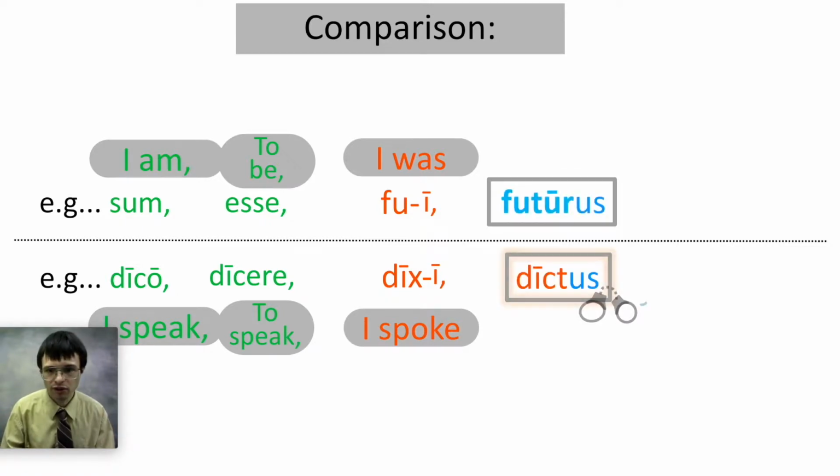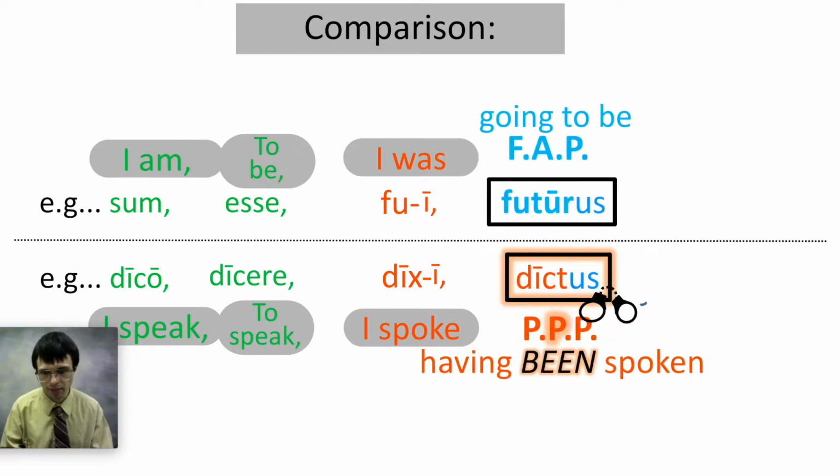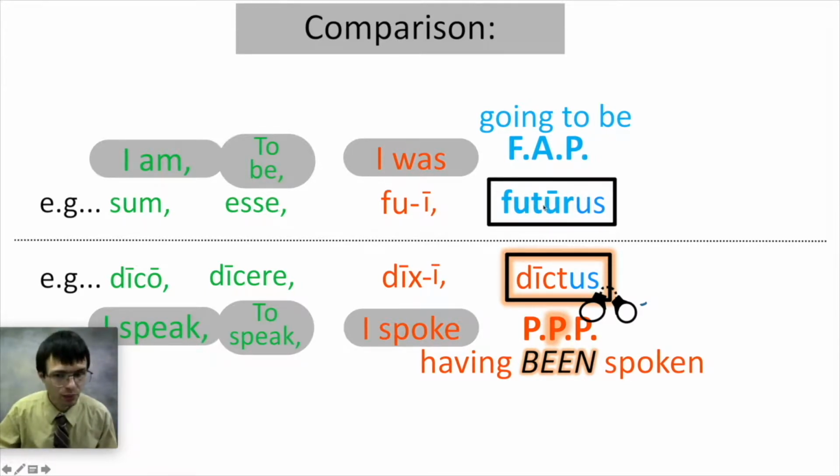And then the fourth principal part is where something weird happens. Normally, it's a PPP, meaning having been blanked. But in the case of sum, you can't say having been been. So there is no such thing as futus, which is what you would think it would be.